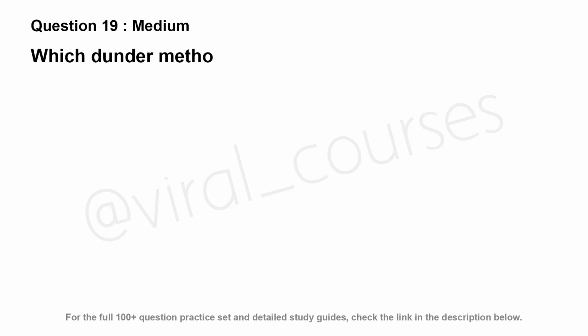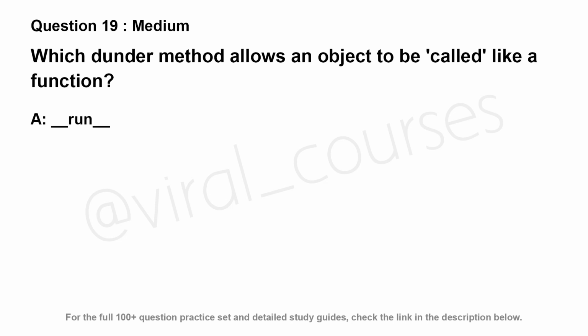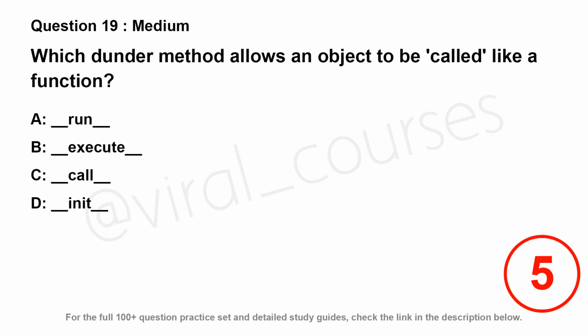Which dunder method allows an object to be called like a function? Option A, __run__. Option B, __execute__. Option C, __call__. Option D, __init__.